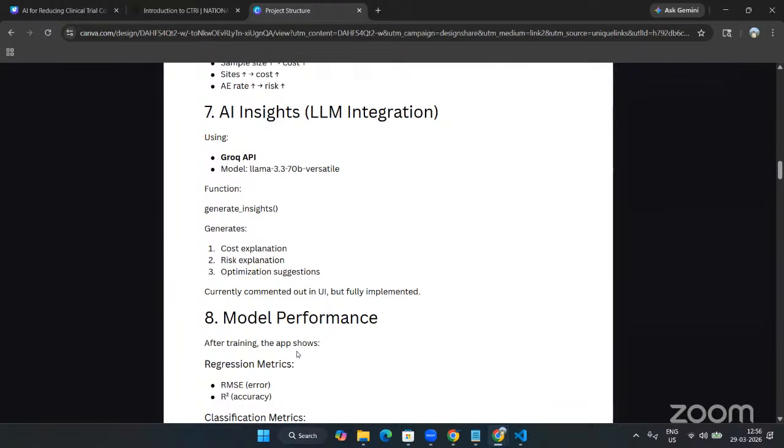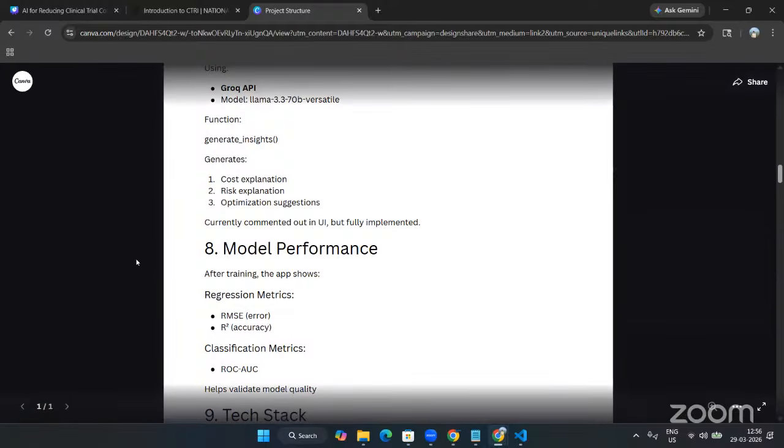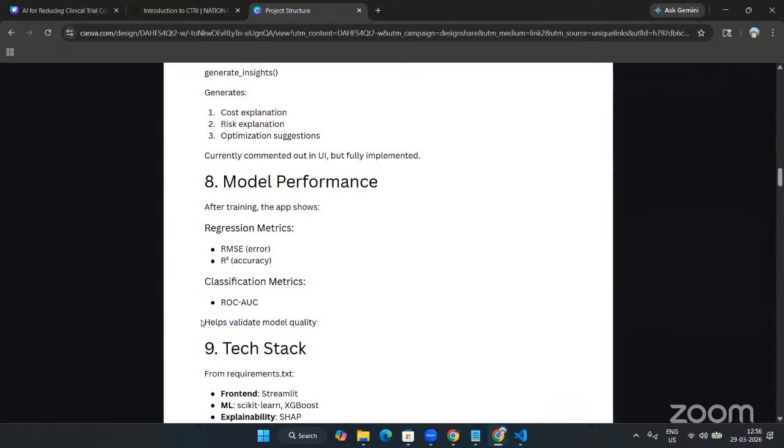Then we also need to work on the model performance, for which we can use regression metrics and RMSE. These metrics tell us how the model is performing. Regression metrics examples are RMSE, which tells error, and R square, which tells accuracy. And for classification metrics, we can have the ROC AUC curve, which tells how well the model is performing.